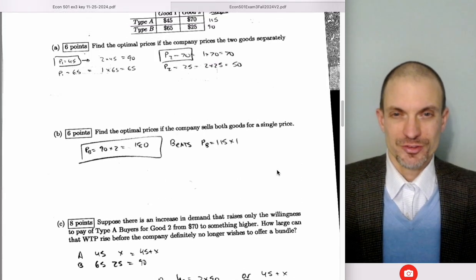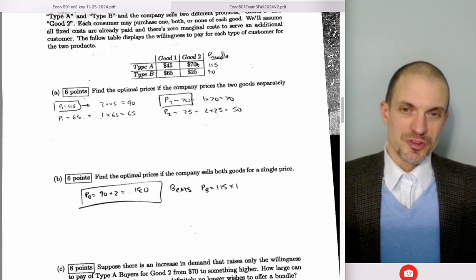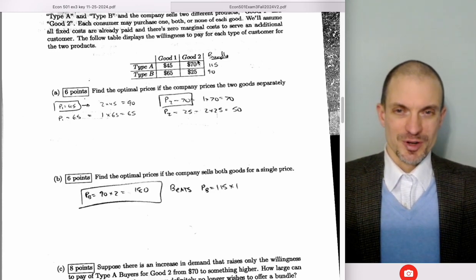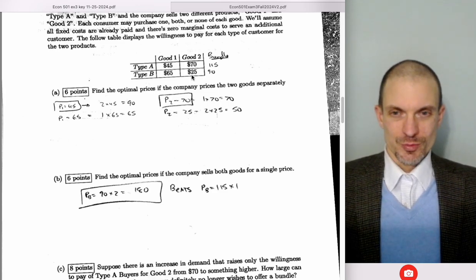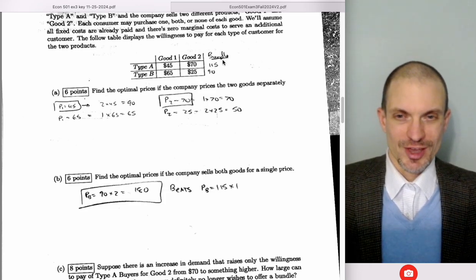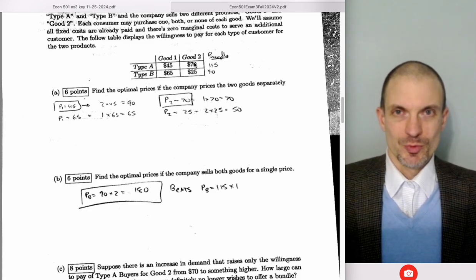So what I'm asking here is, we want to offer the bundle, but if actually this wasn't 70, if it was something really, really big, we wouldn't necessarily want to offer the bundle because we'd actually just want to price good 2 separately at whatever that price is. And given the way the other willingness to pay are, we might not even want to offer the bundle that only type A consumers would want. We actually might want to sell good 2 to type A at their maximal willingness to pay, and then set the price of good 1 separately so that both consumers would buy.